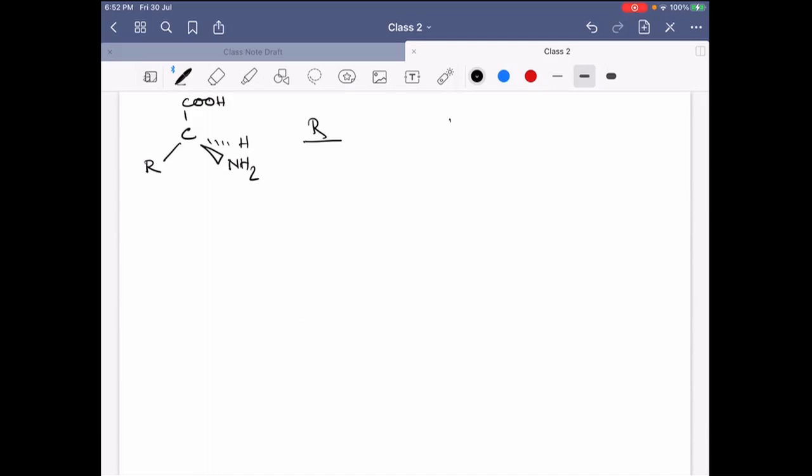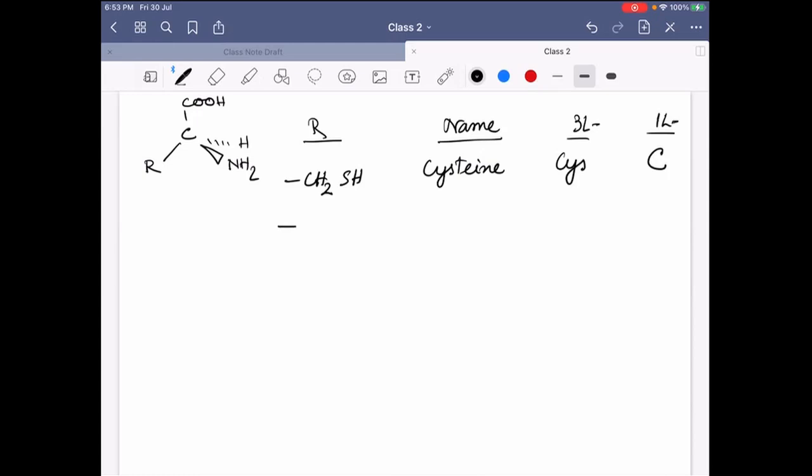We are going to draw the structure, name, three letter, one letter. So for that, we have two other molecules, which we put in as a special group, but you can also consider them in the polar group, which have thiol groups present, CH2SH. The name of the system is cysteine, three letter word CYS, one letter word C. And then you can have another version of thiol, but not exactly thiol, a thioether.